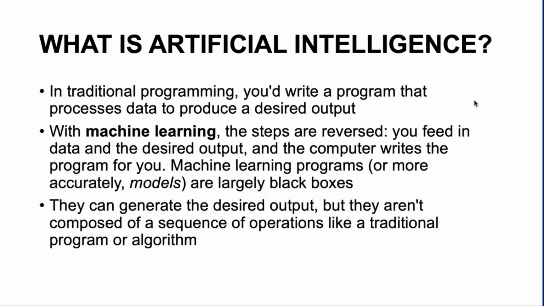Rule-based meaning the use of traditional programming wherein we write a program and then process the data to produce a desired output. So that's how we develop our programming codes. But with machine learning, this is totally the opposite. Okay. So in machine learning, you feed in data and the desired output. So basically, you just need an input and an output.